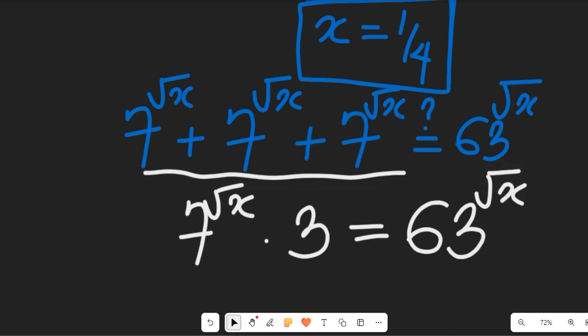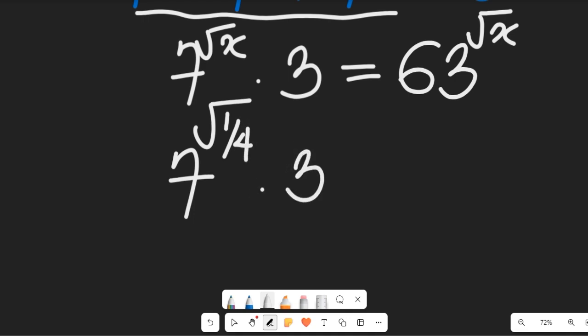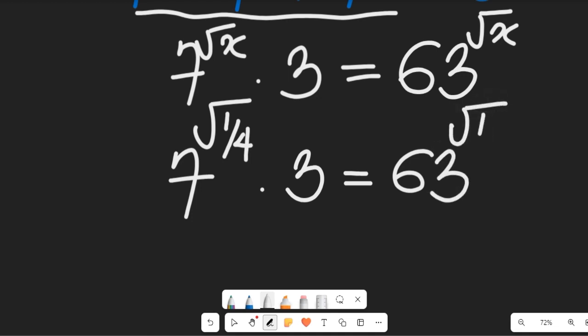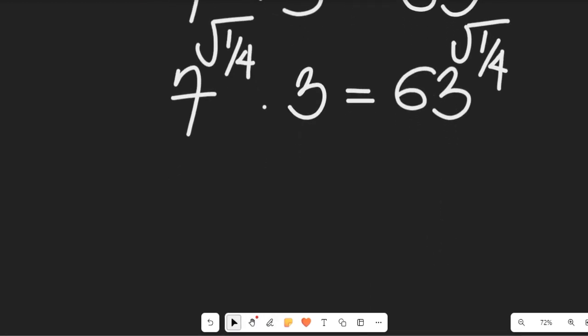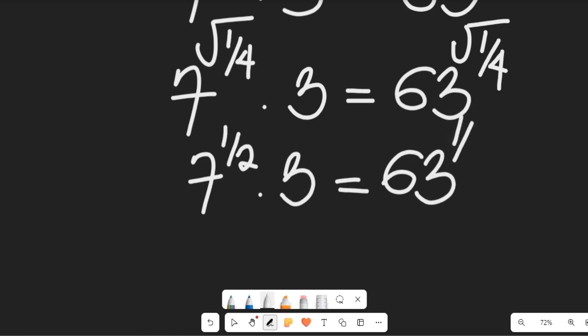Now let's insert the value of 1 divided by 4. This is now going to give us 7 to the power of the square root of 1 divided by 4, multiplying 3, and this will be equal to 63 to the power of the square root of 1 divided by 4. Good. Now at this point, let's simplify this. Of course, the square root of 1 divided by 4 is 1 over 2. So this will give us 7 to the power of 1 divided by 2, right? Multiplying 3, and this will be equal to 63 to the power of 1 divided by 2.